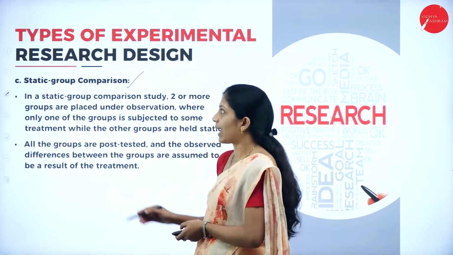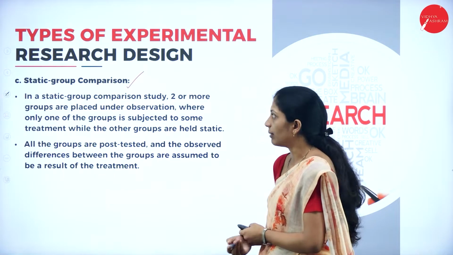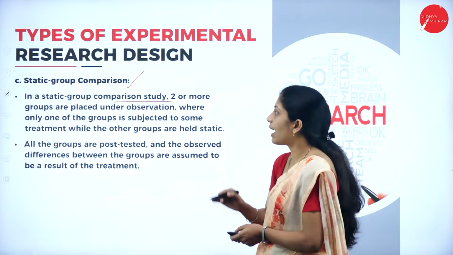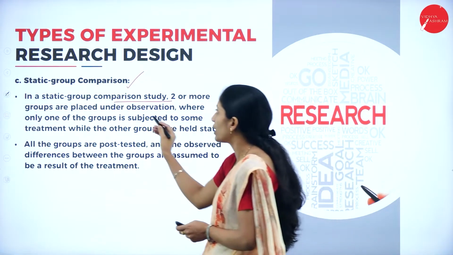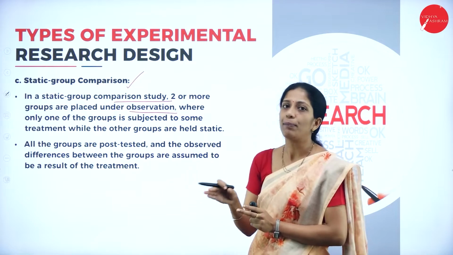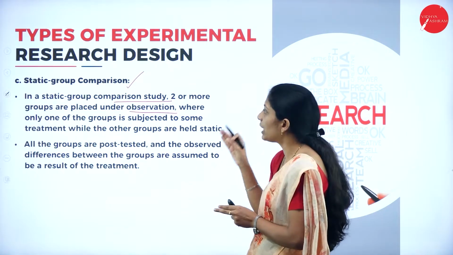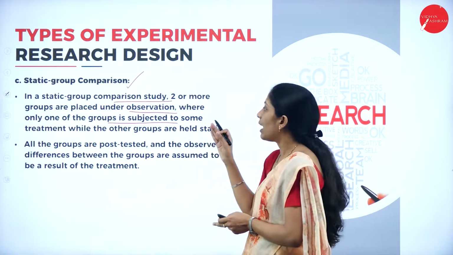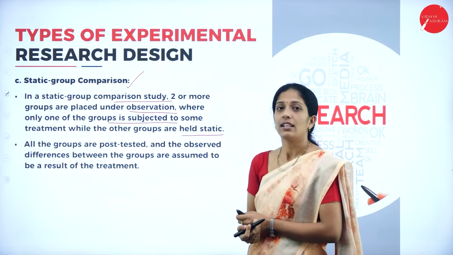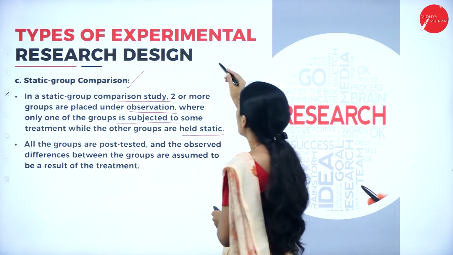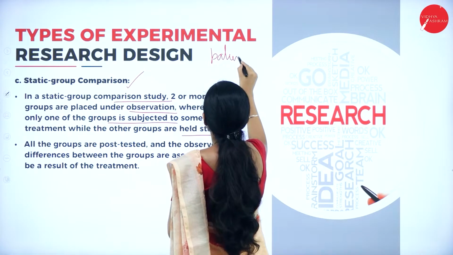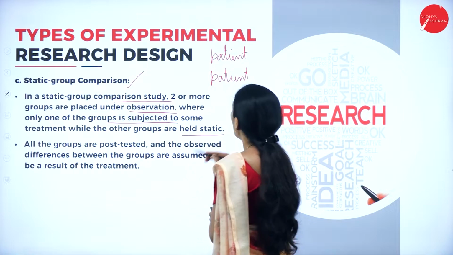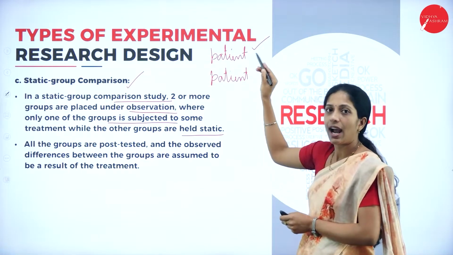Now coming to the third type, that is static group comparison. In a static group comparison study, two or more groups are placed under observation. So what are they going to do? They are observing the patients carefully, where only one of the groups is subjected to some treatment while the other groups are held static. Now what are they going to do here? There are two groups of patients. Both are having the pain. Now for one they will give the treatment and they will test.